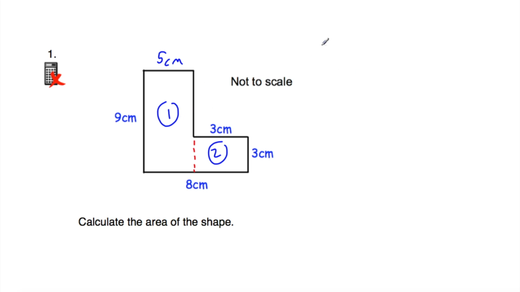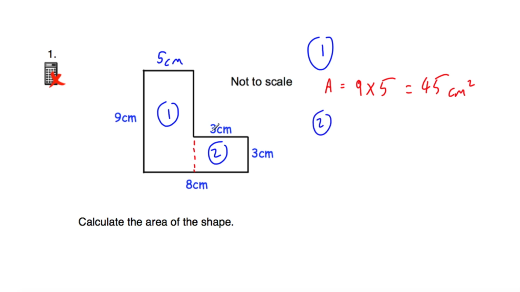So let's start off with the rectangle, so shape 1. To find the area of the rectangle, we do the length multiplied by the width. So the area would be equal to the length, which is 9, multiplied by the width, which is 5. So 9 multiplied by 5, and 9 times 5 is equal to 45. So that means the area of the shape would be 45 centimeters squared.